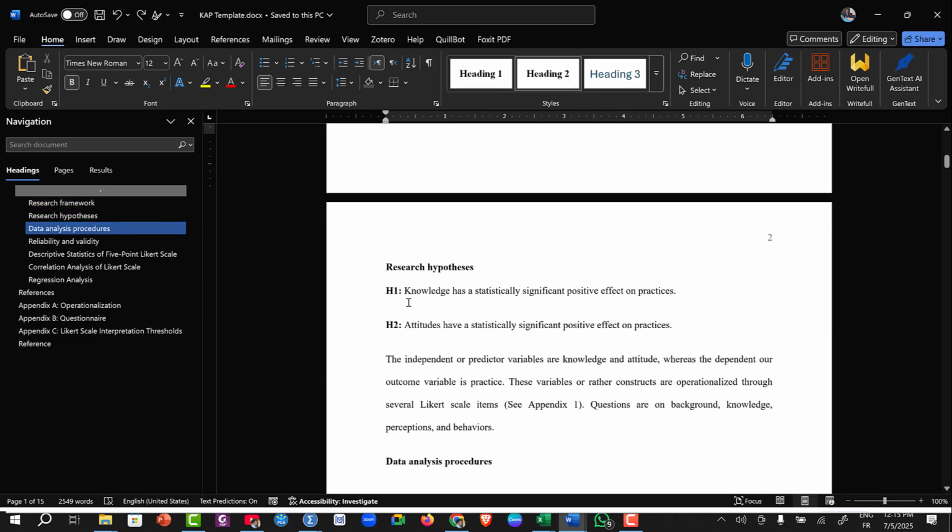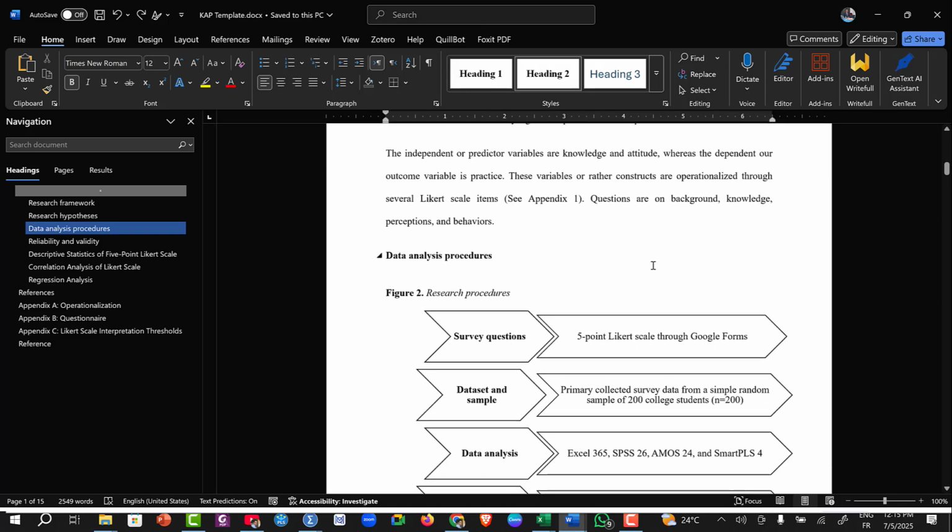So here we have two research hypotheses. The first one says that knowledge has a statistically significant positive effect on practices. And the second hypothesis says that attitudes have a statistically significant positive effect on practices.